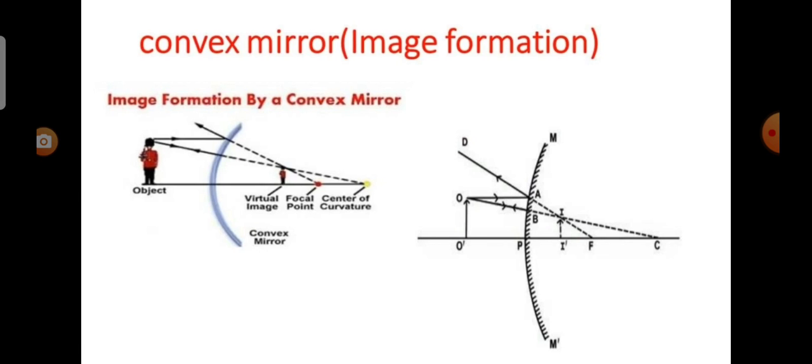We see the next chapter, convex mirror. Any two rays can be chosen to draw the position of image in a convex mirror: a ray that is parallel to the principal axis, and a ray that appears to pass through the center of the curvature.